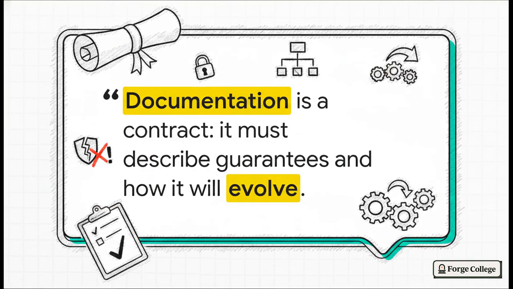Well, that brings us to the core takeaway for this entire explainer. Documentation is a contract, period. It must describe exactly what an endpoint guarantees, how to use it, how it can fail, and exactly how it's going to evolve. Your comprehensive documentation templates are simply the physical enforcement mechanism for that vital contract.